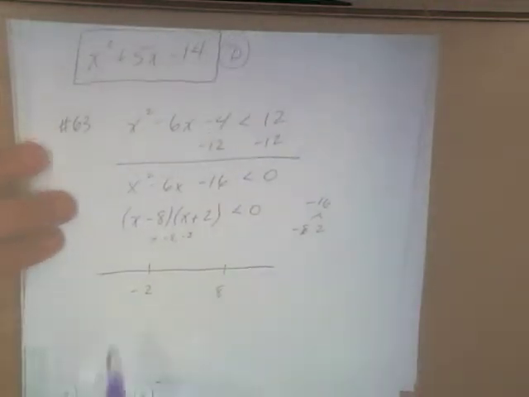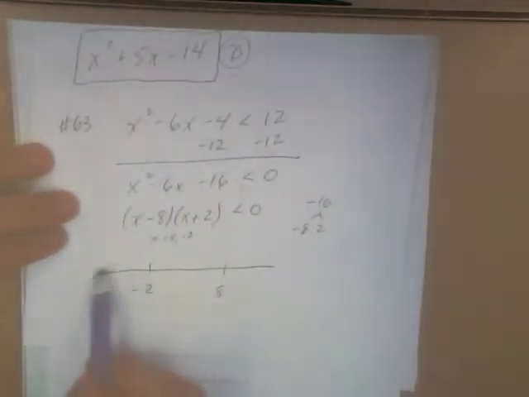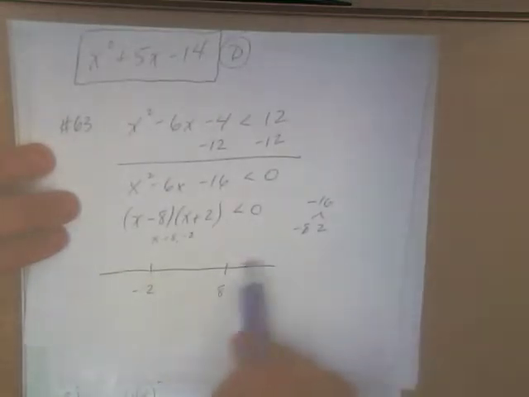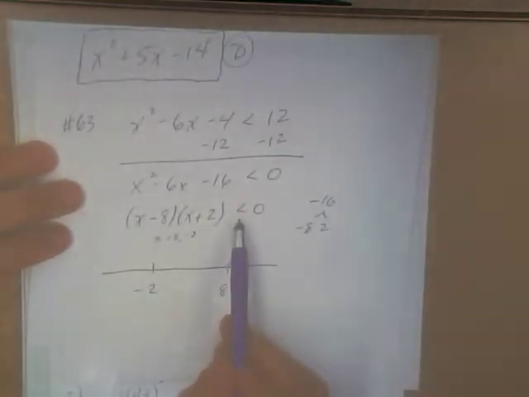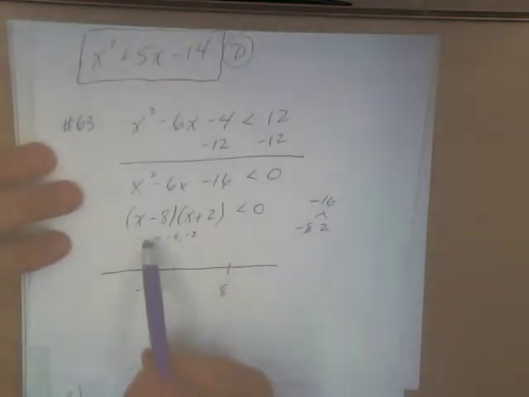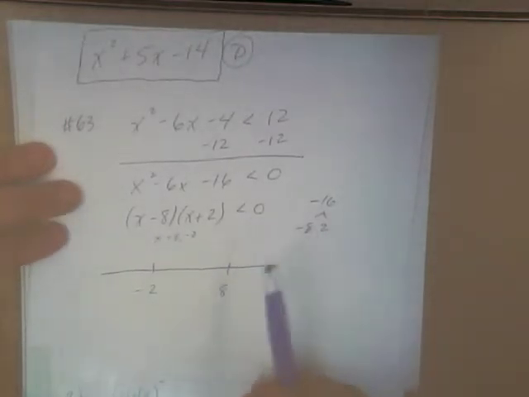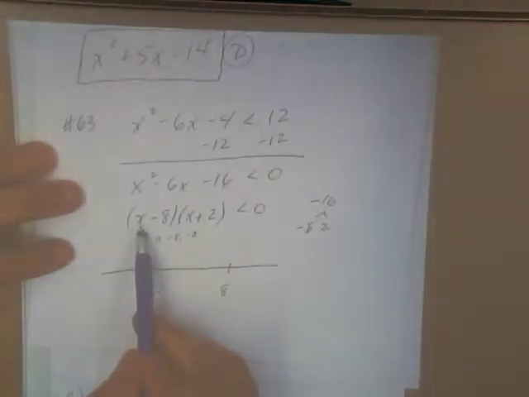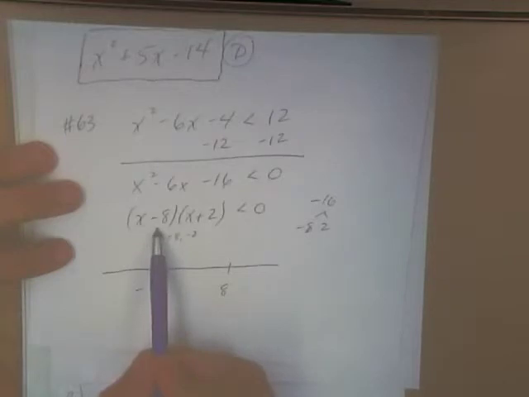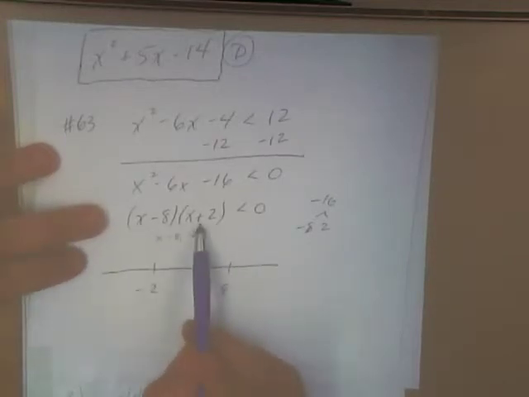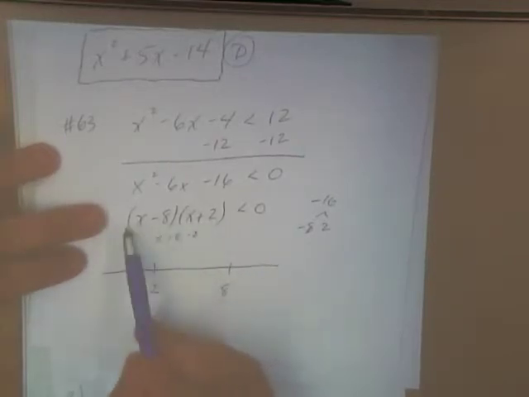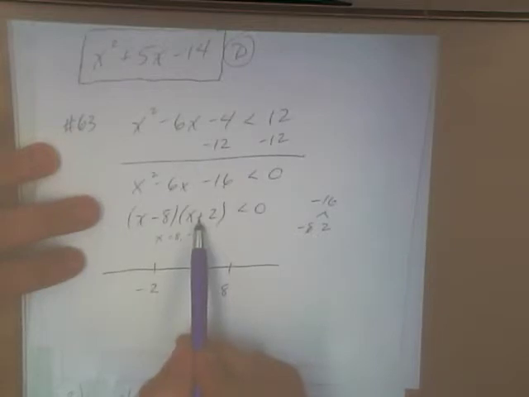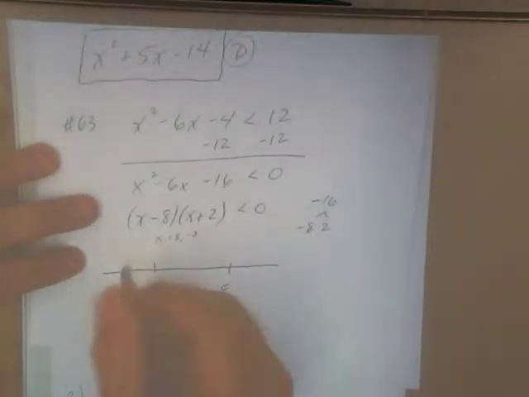Now check the regions. We've got 3 regions to check. I just want to see if the number is less than 0. I don't care what the value is when I plug it in, just whether it's positive or negative. So we'll plug in a -3, which covers this region. That gives me a negative number in both factors. Negative times negative is positive, not less than 0. So this section won't work.